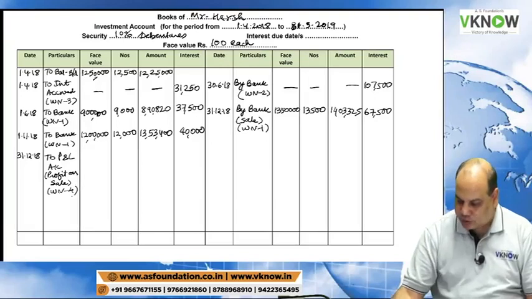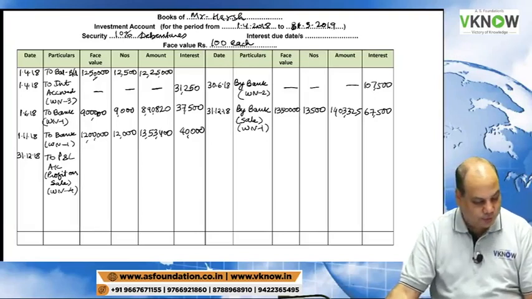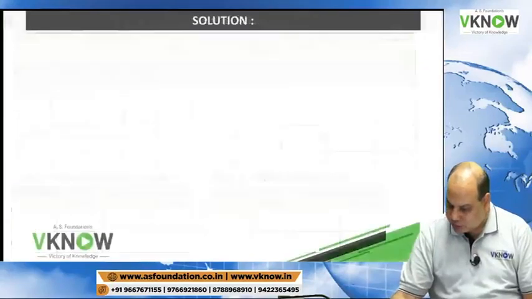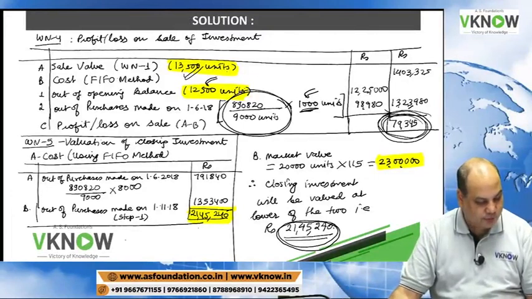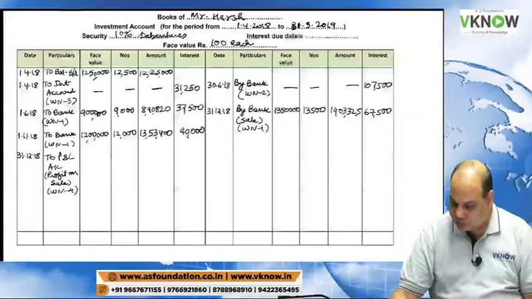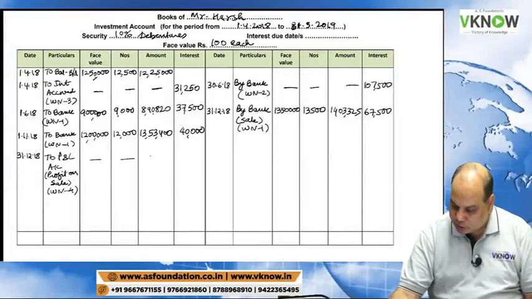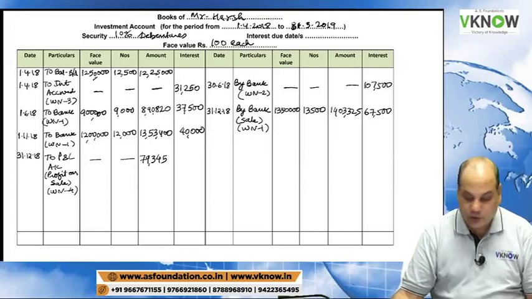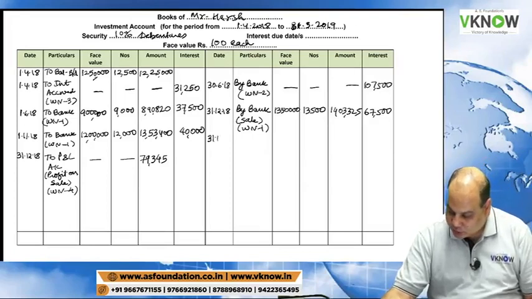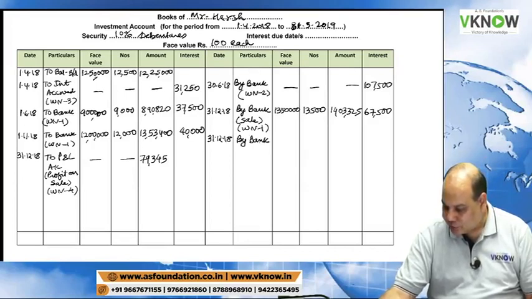Working note 4. Please go to working note 4. Where is working note 4? Here on the right hand side corner, 79345. So write in the amount column 79345. 79345 is right. Then 31/12/18, we will receive second interest by bank, working note 2.